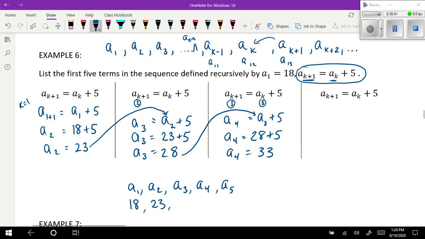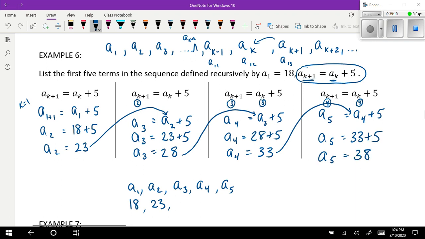Very nice. So now I have a sub 1, a sub 2, a sub 3, a sub 4. I want a sub 5. In order to find a sub 5, I have to let this k value equal 4. So this k value will equal 4 as well. This is a sub 4 plus 5, which is pretty nice because I just found a sub 4. It's going to come right here. And I'm going to get 33 plus 5. So my a sub 5 is 38.